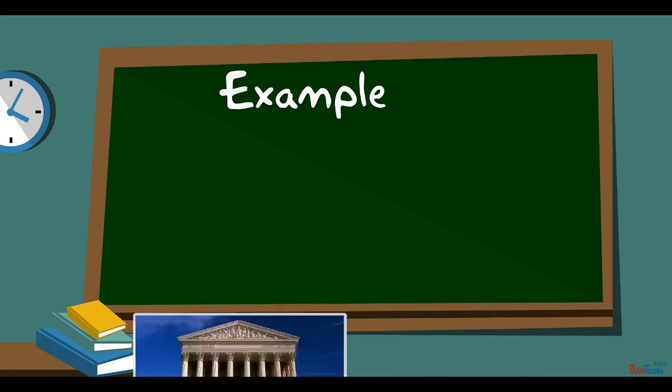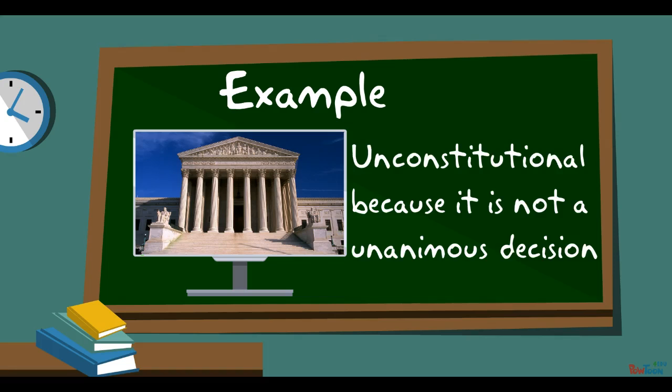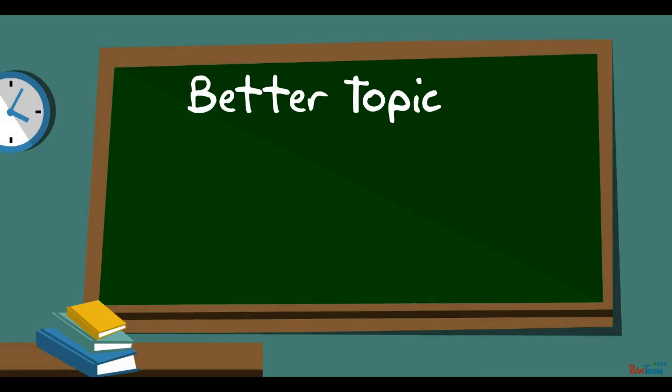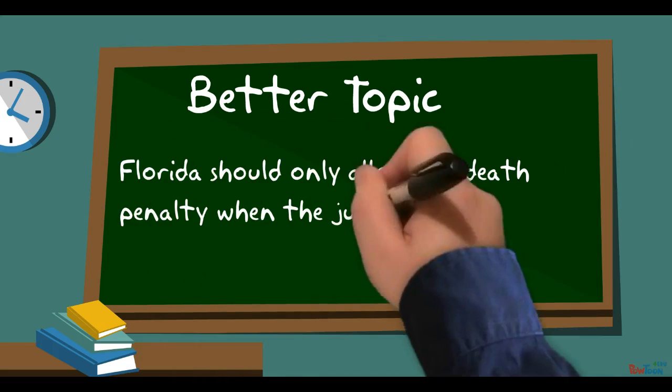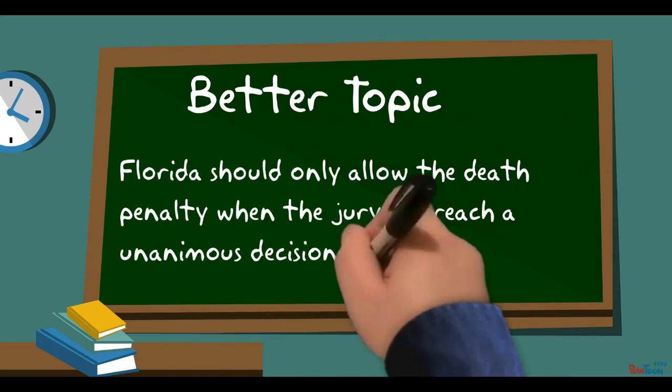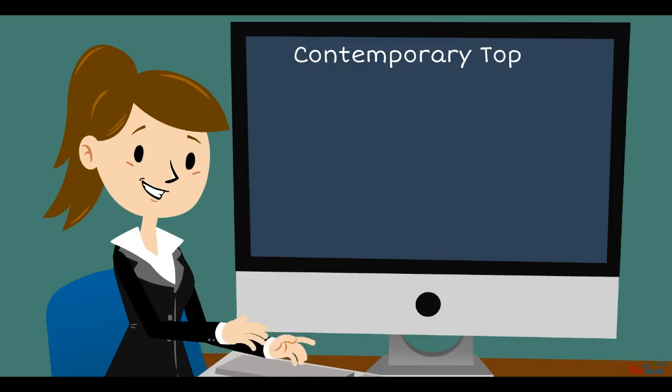But if you've been paying attention to the news, you know the U.S. Supreme Court just ruled Florida's death penalty is unconstitutional because they don't rely on a unanimous jury decision. So you could actually take that and turn that into a contemporary topic. It could be something like, Florida should only allow the death penalty in cases when the jury has reached a unanimous decision. And the speech would just focus on that. And that would actually work.